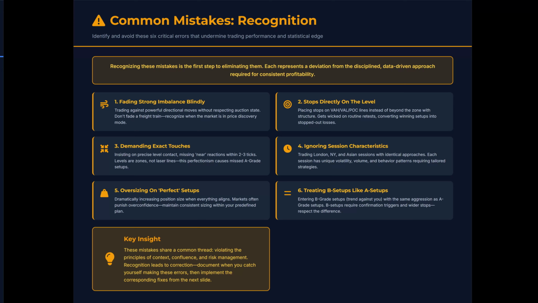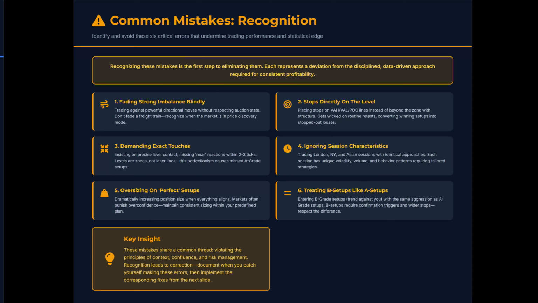Mistake number 3, demanding exact touches. This means insisting on precise level contact and missing near reactions within 2 to 3 ticks. This perfectionism causes you to miss A-grade setups. Levels are zones with width. A reaction 2 ticks away is just as valid as a reaction at the exact price. If you see a strong rejection candle near the level with volume confirmation, that's your entry trigger. Don't wait for pixel-perfect precision.